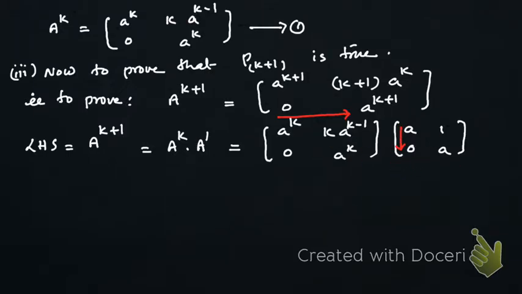So how do I do my matrix multiplication? The row goes along the column, and you have to do that carefully. Row goes with the column. First row with the first column.